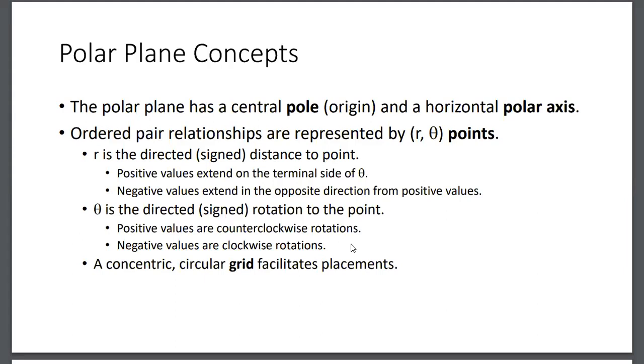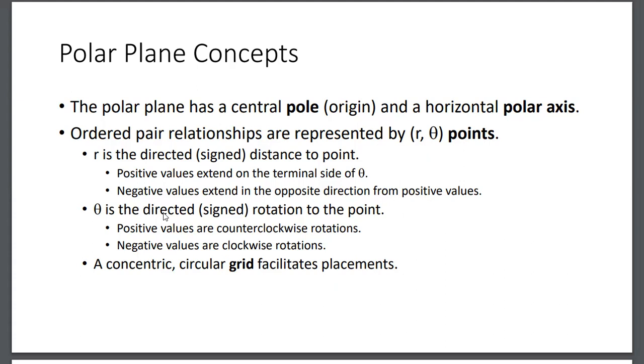Polar plane concepts. The polar plane has a central pole or origin and a horizontal polar axis. Ordered pair relationships are represented by points with coordinates r, theta. R is the directed or signed distance to the point from the pole or the origin. Positive values extend on the terminal side of the angle theta. Negative values of r extend in the opposite direction from the positive values.